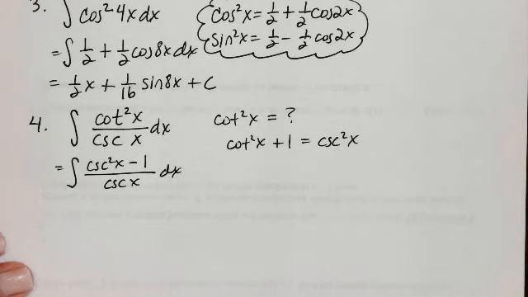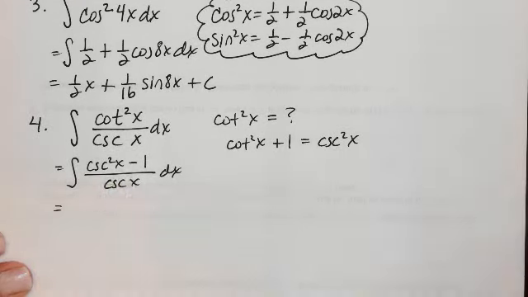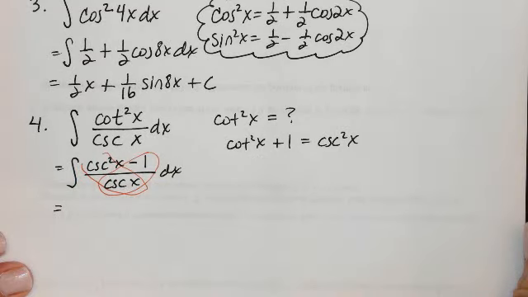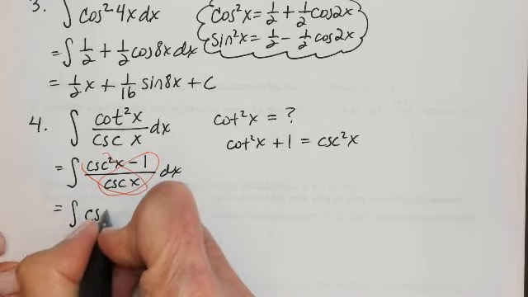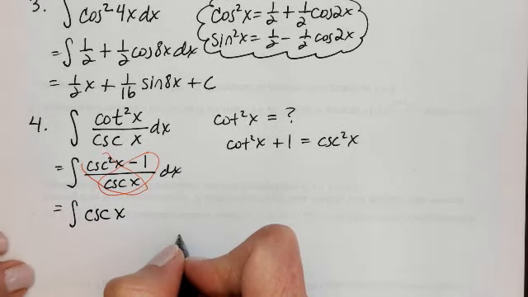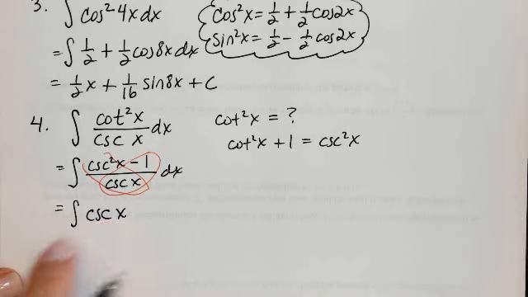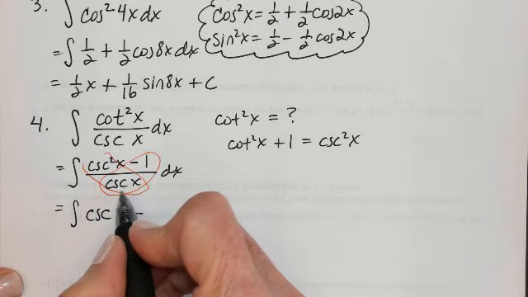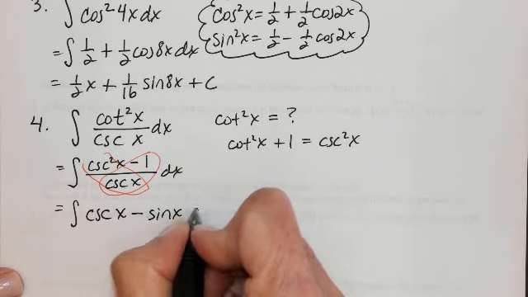Okay, you might be saying, why in the world did I do that? Well, now I've got two things up here, and now I can split them up into their pieces, which is always a good thing. So I have the integral of cosecant x, which I know the antiderivative of. I have that memorized. Minus 1 over cosecant x is just sine x.